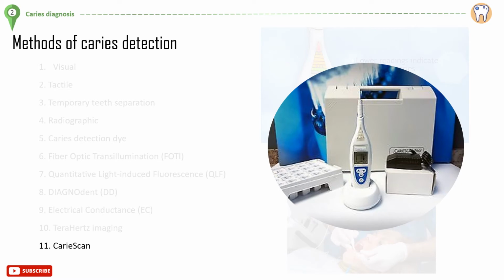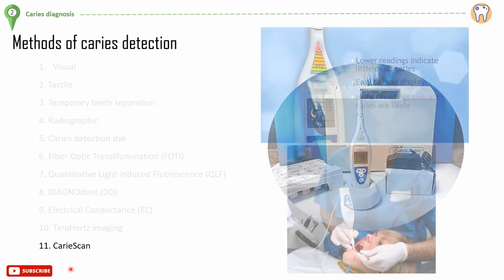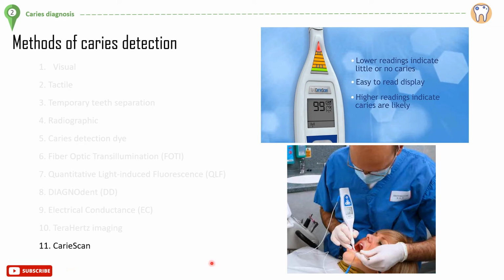Number 11. Cariescan. It is one of the most recent methods used to detect caries. Cariescan is a small, lightweight, battery-operated caries detection device. It is quick and easy to use, automatically calibrated, and Bluetooth-enabled. It can capture readings wirelessly. Cariescan offers the earliest possible detection of enamel caries. This unique device provides accurate and repeatable data to monitor caries over time.